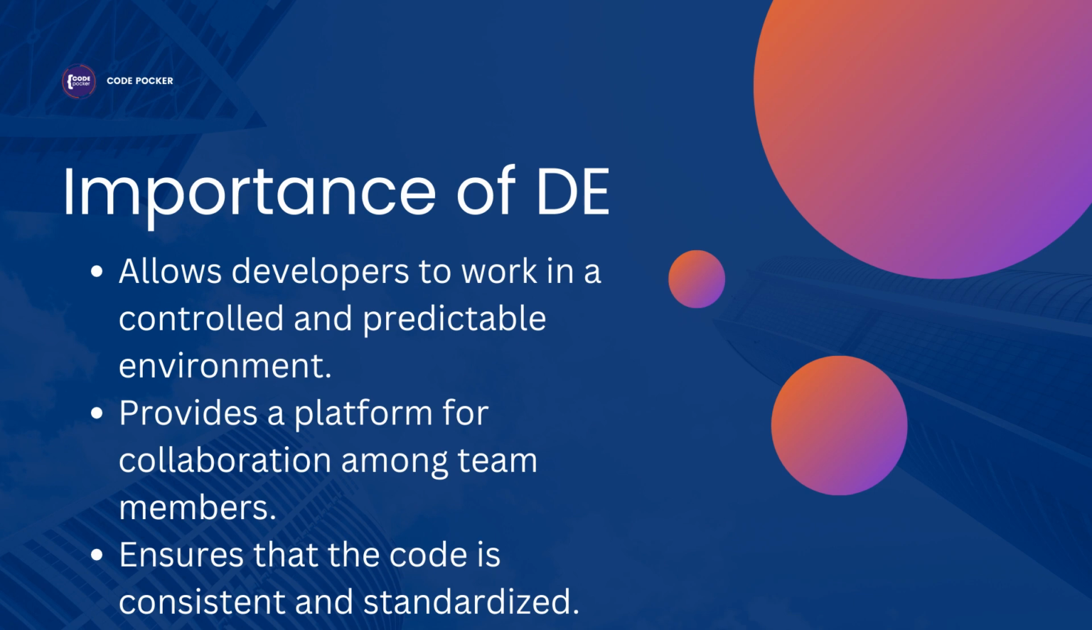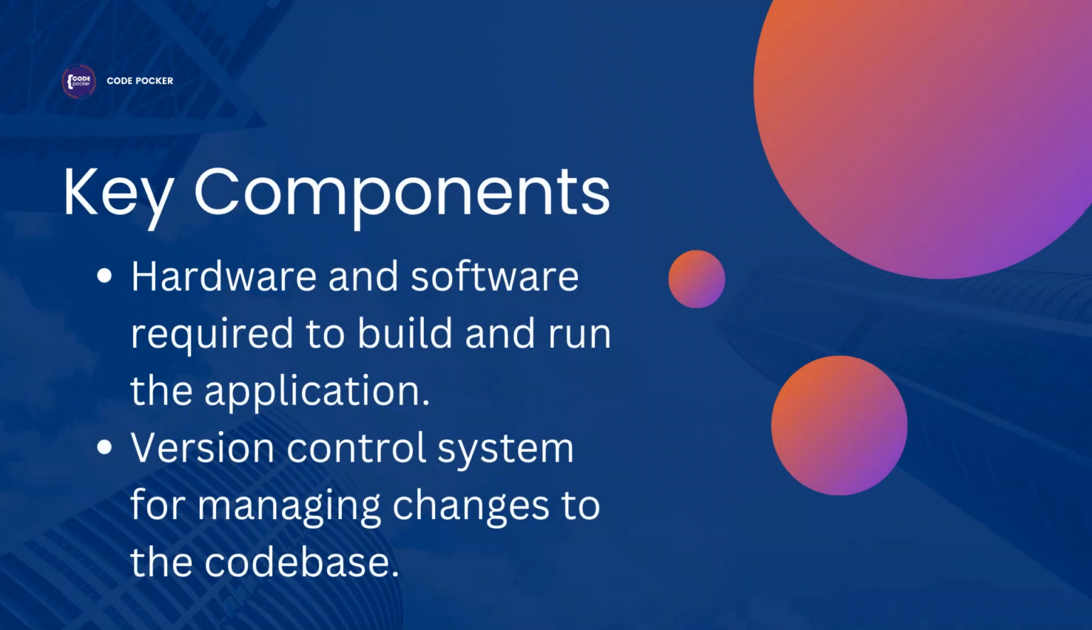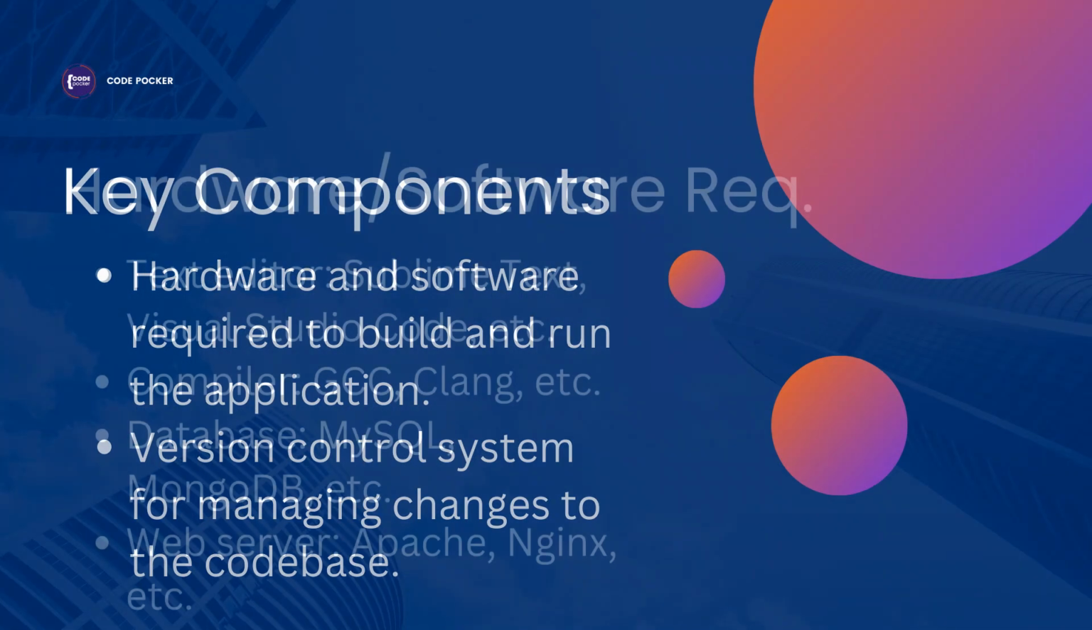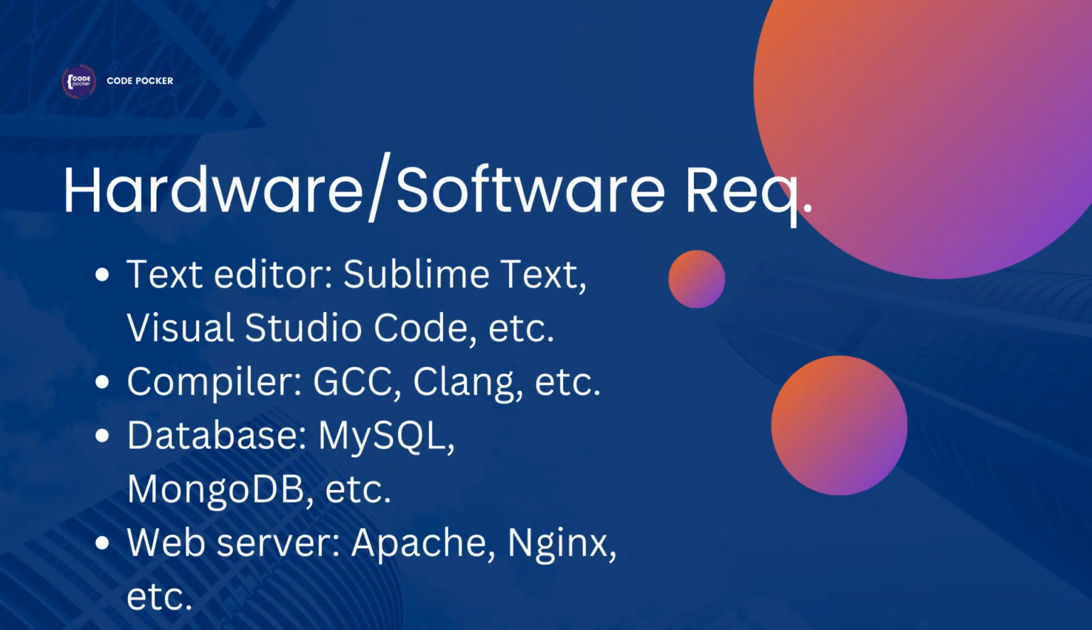Well, it can vary depending on the project and the team, but there are a few key components that most development environments should have. Firstly, it should include the necessary hardware and software required to build and run the application. This can include things like a text editor, a compiler, a database, and web server.